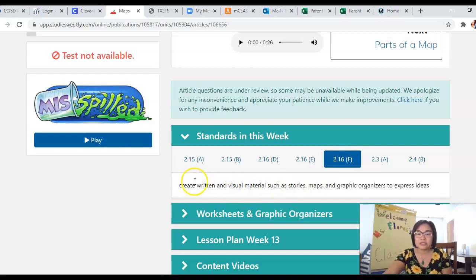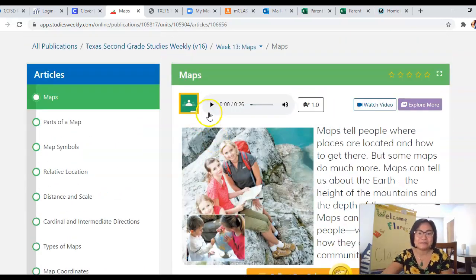We'll also be doing 2.16f. We're going to be using maps to create written visual materials such as stories, maps, and graphic organizers to express ideas. So today we're not going to be making maps, but we are going to be looking at maps and reading maps and discussing how we would make our own maps. So let's go ahead and get started.